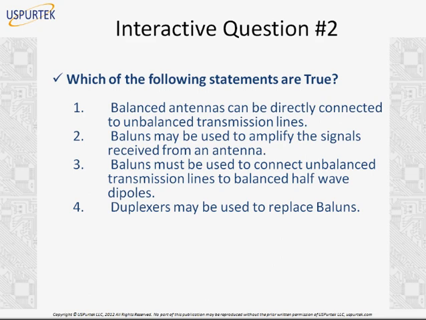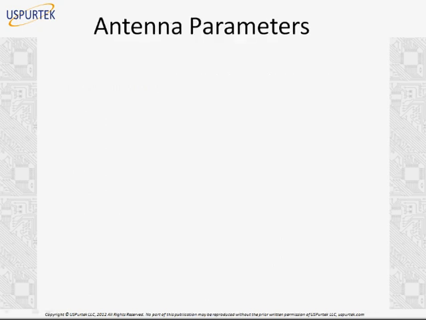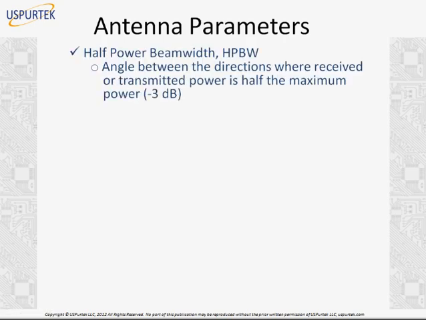So very good, some answers are coming in. Number 3. So baluns must be used to connect unbalanced transmission lines to balanced half-wave dipoles. Sure, all of you seem to be getting a hang of it. If you go to the field, somebody asks you, you will say, oh yeah, you need a balun. You can't operate without a balun. It will cause reflections, it will cause power loss, it will reduce the efficiency of the antenna. Excellent. Okay, let's move to the next one, the half power beam width.